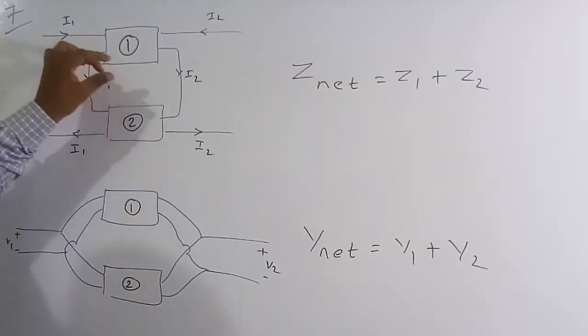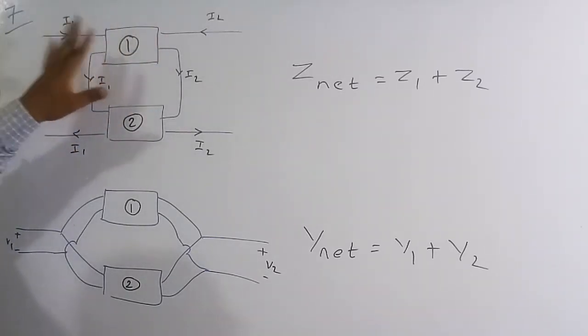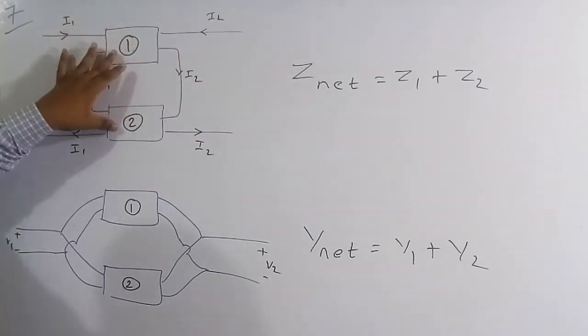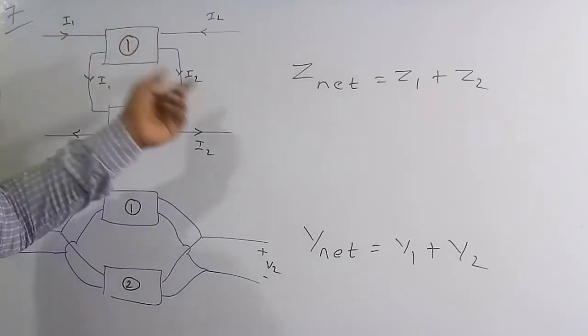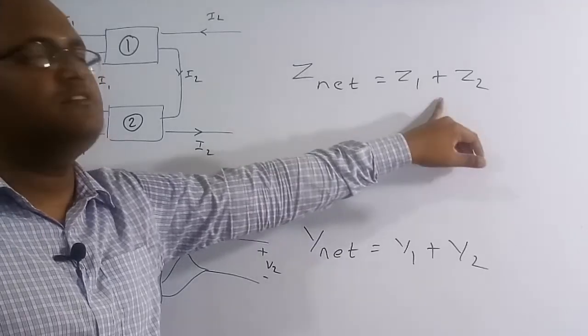When two-port networks are connected in series fashion, the current in this one is the very same, it is I1, and the current here is always I2. When the two-port networks are connected in series, the net equivalent impedance of this two-port network will be the summation of each individual two-port network, which is Z1 plus Z2.